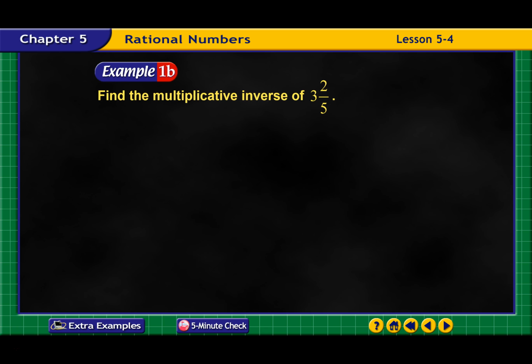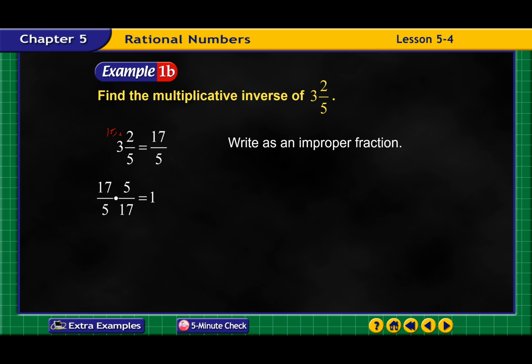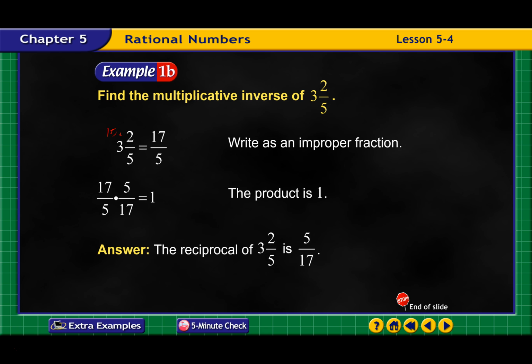The multiplicative inverse of 3 and 2/5. So first we're going to have to change this into an improper fraction. So you'd multiply 5 times 3 would be 15, plus 2 would be 17. From there, I'm going to take the reciprocal, which would be 5 over 17. When I multiply those, that would be equal to 1. So therefore, the reciprocal of 3 and 2/5 is 5 over 17.